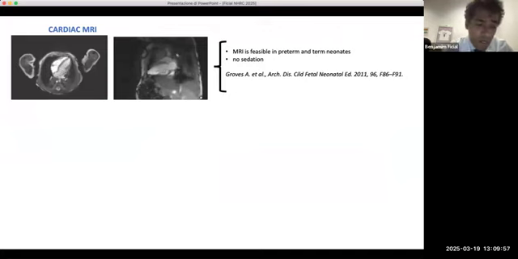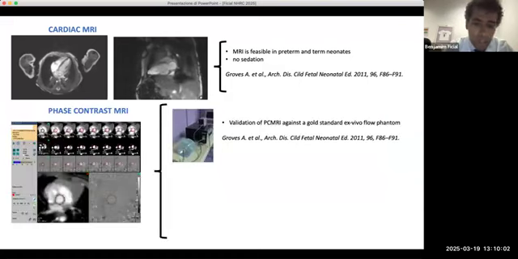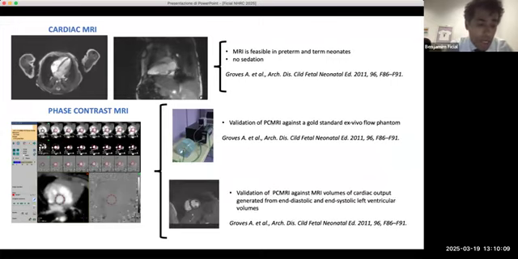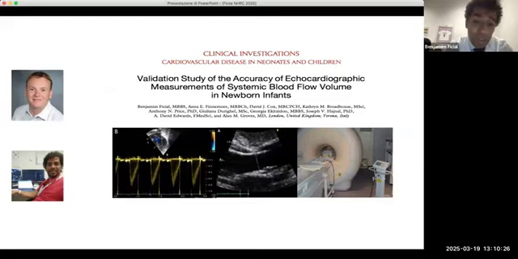Specifically, they use phase contrast MRI to measure cardiac output. First, they validated the phase contrast MRI sequences against our gold standard ex vivo flow phantom. And then they provided internal validation by comparing phase contrast MRI cardiac output against cardiac output obtained from end diastolic and end systolic left ventricular volumes. They showed that phase contrast MRI can be successfully applied to assess blood flow in neonates.